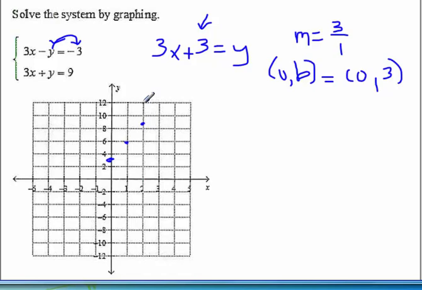1, 2, 3 over 1. And you just connect the dots best you can.